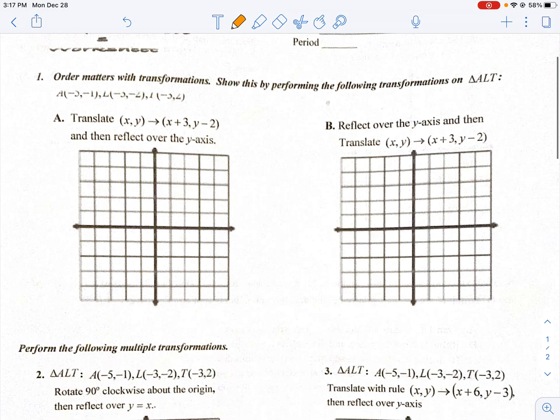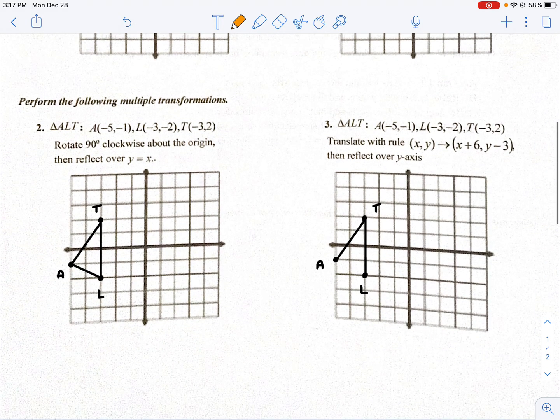So on this worksheet, we're actually going to do problem 2 and 3 together. I have already plotted the points. For number 2, it says triangle ALT, and it gives you the coordinates. So go ahead and pause and plot those 3 coordinates for me. And it has 2 different things we're going to be doing here. The first thing is we're going to be rotating 90 degrees clockwise about the origin. And then the second thing we do is we're going to reflect over the line y equals x. So we're going to do these 2 things and go from there.